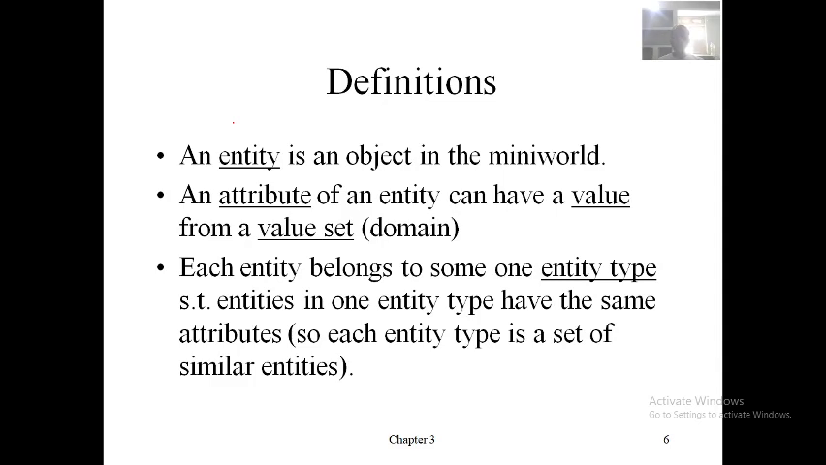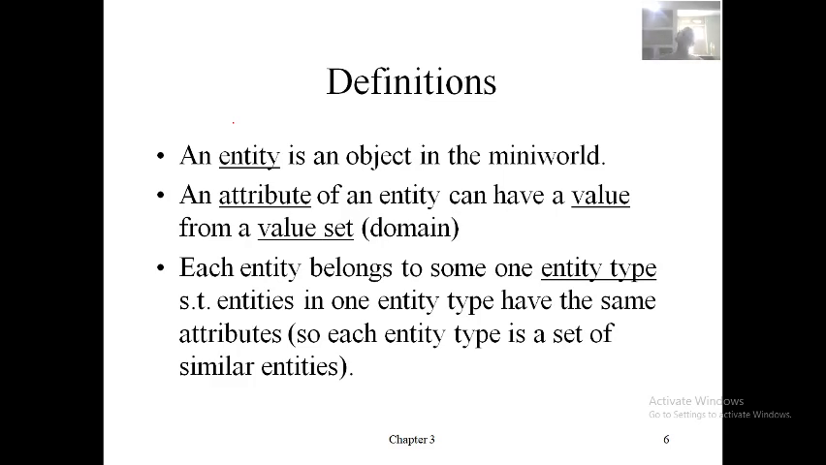entity type, then other things. What is this entity? Entity is an object in the mini world. See here, as we discussed in the previous slide, which is the mini world? Company is the mini world. In that mini world, a project is one entity, employee is another entity. Got it? Then department is one entity.